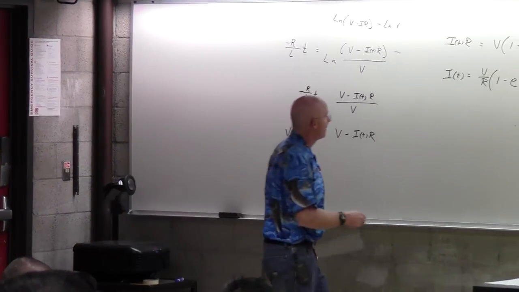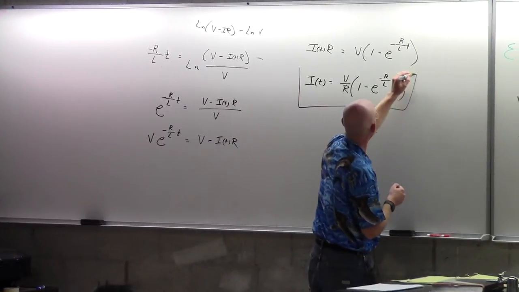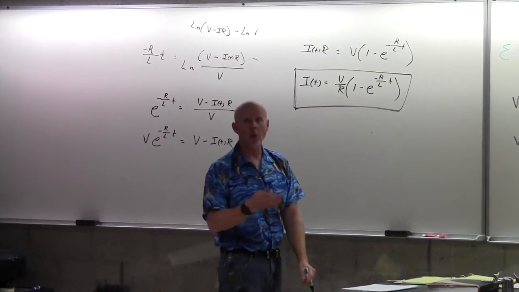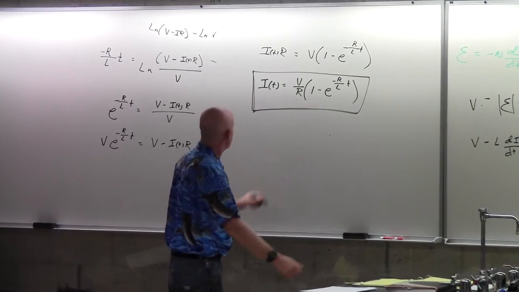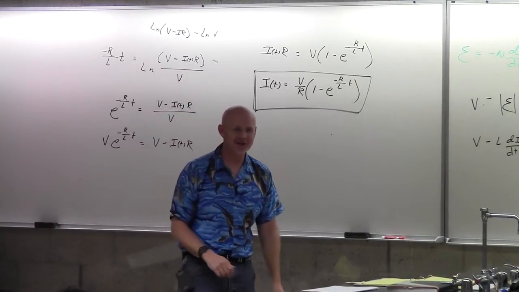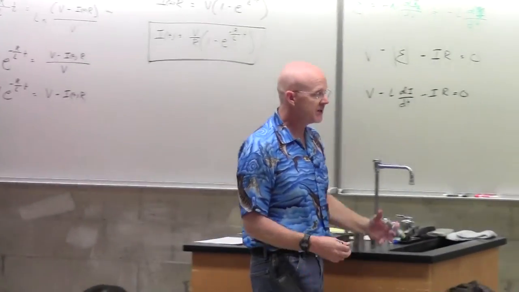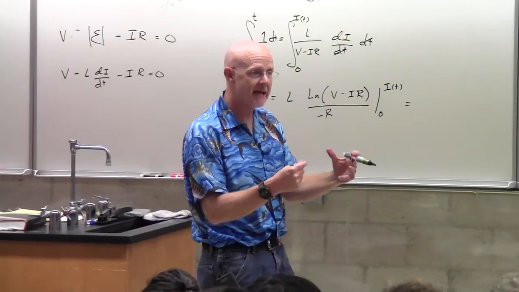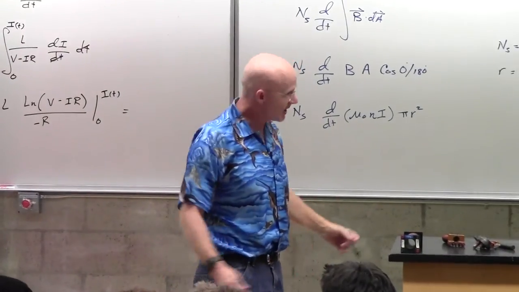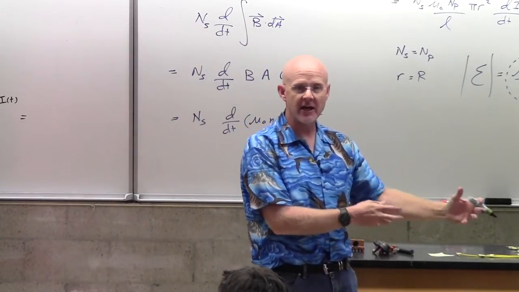And I'm wondering if I should put a box around it yet. I guess I will. Your author actually does one more step. He says, doesn't this look a lot like the capacitor that was charging up? And totally the same. But instead of charging up and making an electric field like we did with the capacitor, you might say we're charging up the inductor and we are creating a magnetic field.